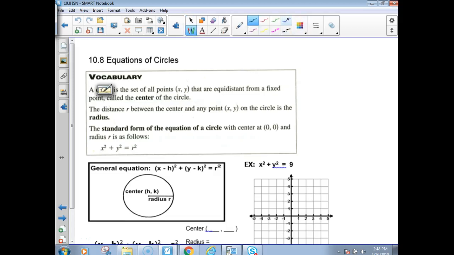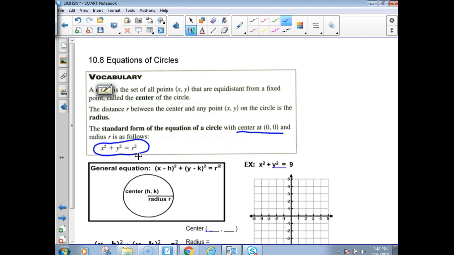All right, equations of circles. We already defined a circle as a set of all points that are equidistant from a fixed point called the center of the circle. We already know that the distance r between the center and a point on the circle is called the radius. Now, the standard form of the equation of a circle with its center at 0, 0 is x squared plus y squared equals r squared. Okay, now that would be a center 0, 0.